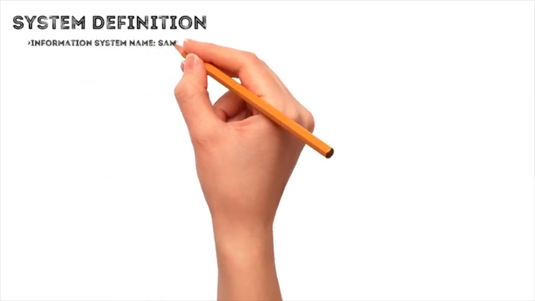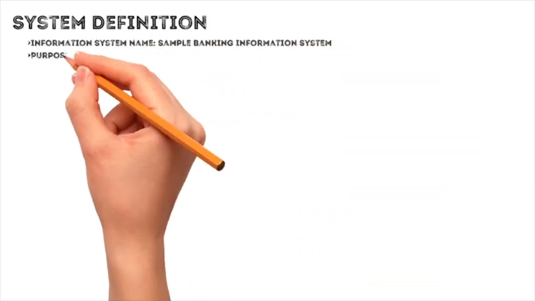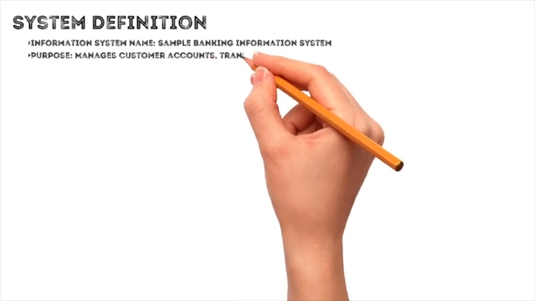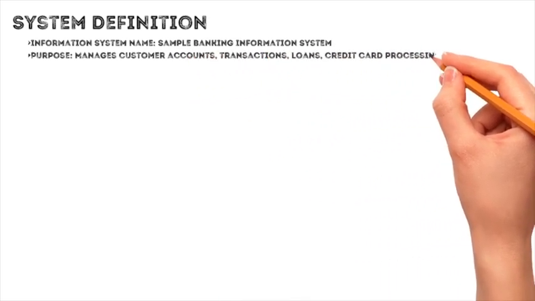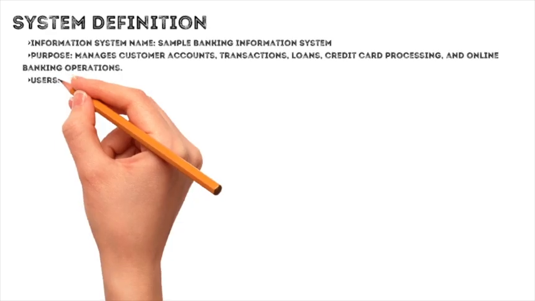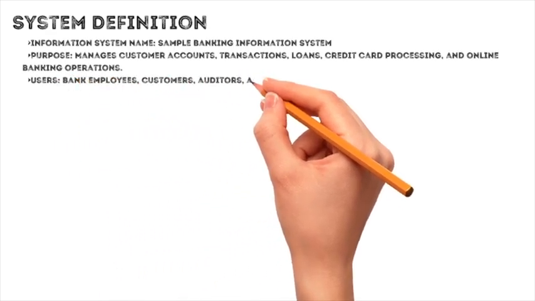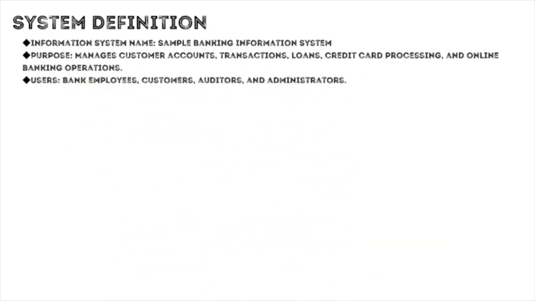The chosen system is the Sample Banking Information System. It manages customer accounts, transactions, loans, credit card processing, and online banking operations. Users include bank employees, customers, auditors, and administrators. The purpose of this system is to protect financial data while ensuring smooth and secure banking services.